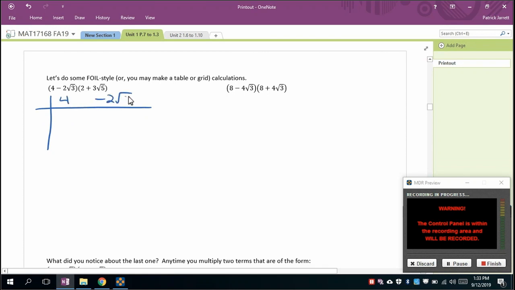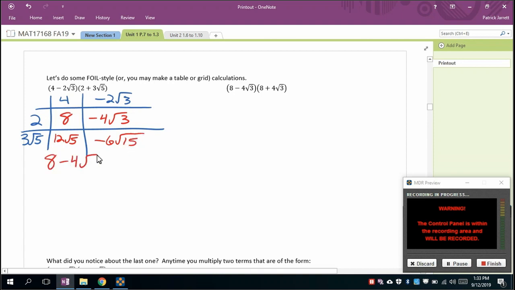You know, we have 4 minus 2 root 3, and then we'll have 2 and positive 3 root 5. So 4 times 2 is 8. For this one, we have negative 4 root 3. For this one, we have 12 root 5. And then this one, we have negative 6 times the square root of 15. This one turns out to be very ugly. It's simply 8 minus 4 root 3 plus 12 root 5 minus 6 root 15. I'm never going to actually give you one like that. But you're going to work on that second one in class, and you're going to find something really neat about it.